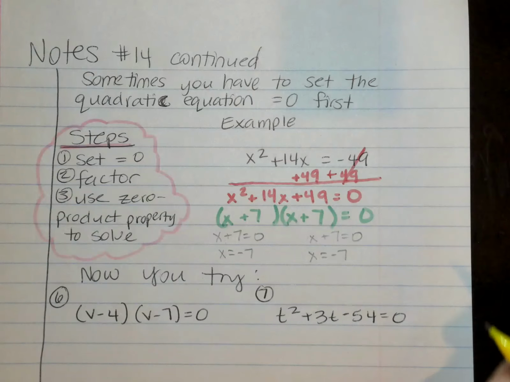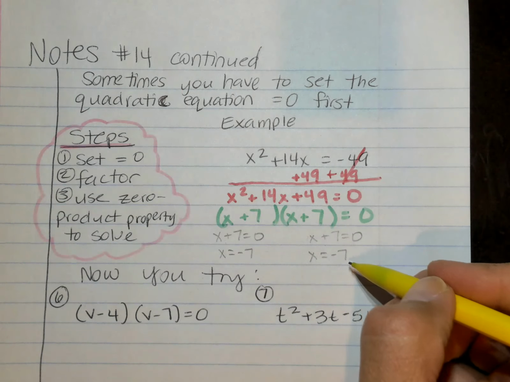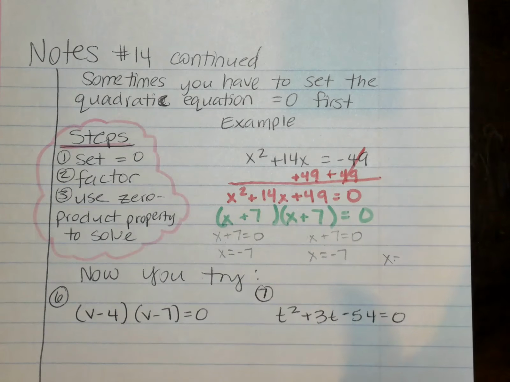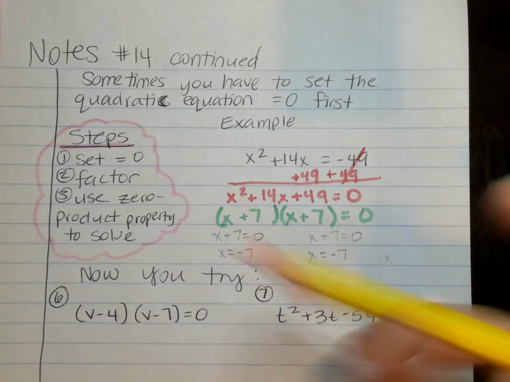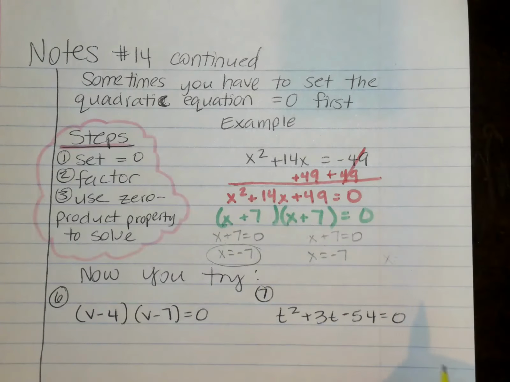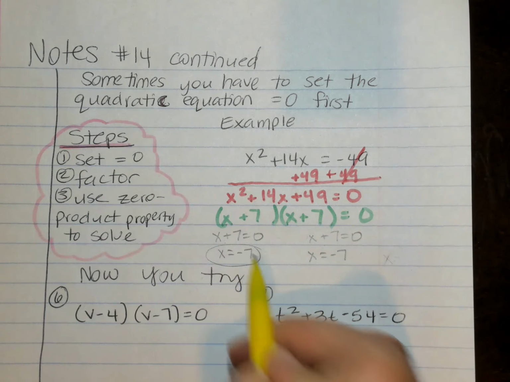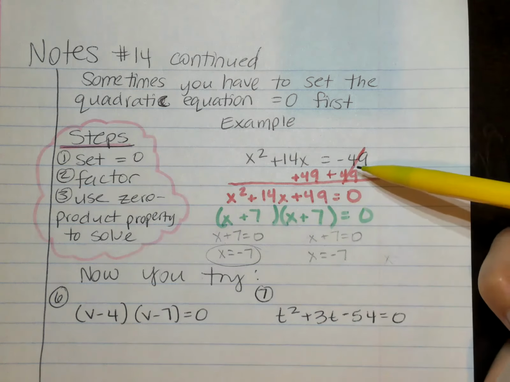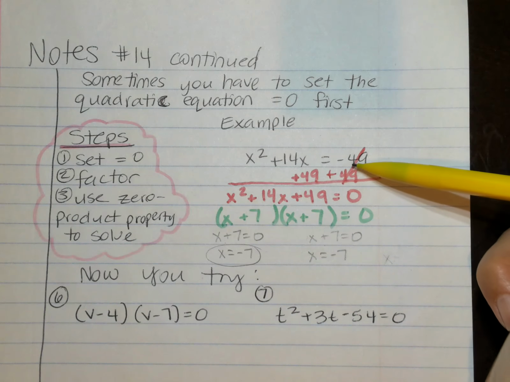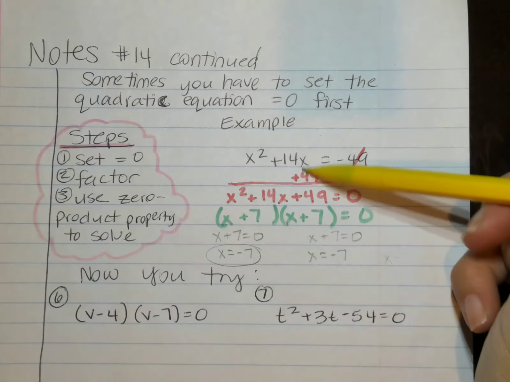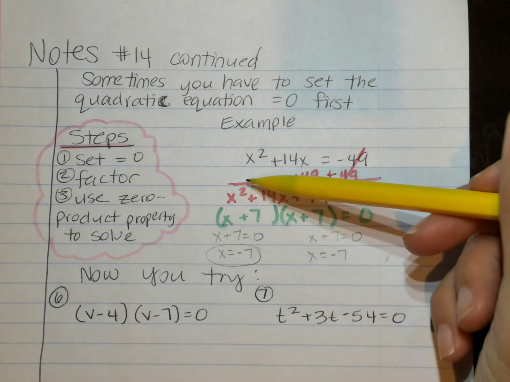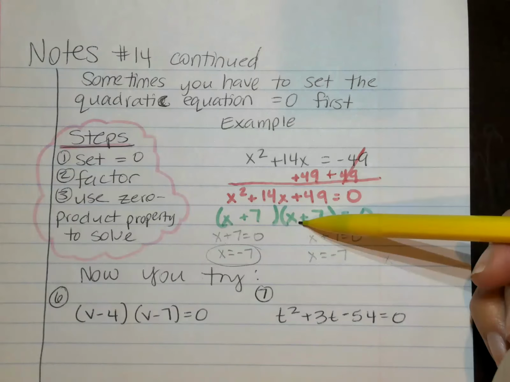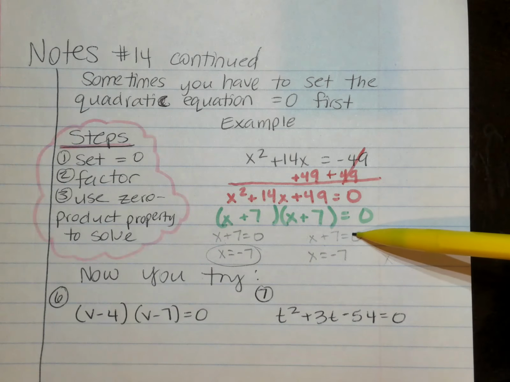You don't have to write it twice. This is one of those ones where it's one solution. So the answer is, well, I don't need to rewrite it. I'll just circle one of them. The answer is x equals negative 7. All right, so that's what you have to do when the equation is not set equal to 0. Add or subtract whatever you have to do to make this equation now equal to 0 and in standard form so that you can then factor and use the zero product property.